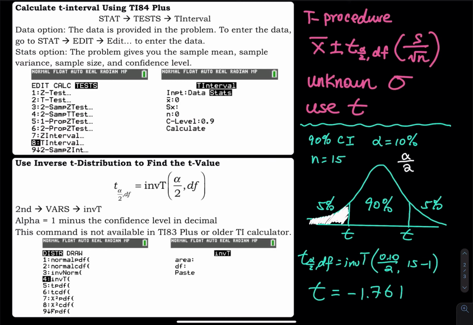Back to this example, I have 5% on the left. So I use inverse t, and I take the 10%, the remaining area, divided by 2, or you can take 0.05 if you like, and the degrees of freedom is 15 minus 1. The t is equal to negative 1.761. When you plug it into the formula, you just plug in 1.761, because the formula already takes care of the plus or minus for you.